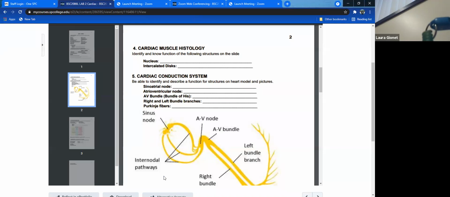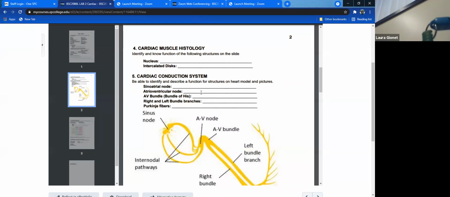It's here at the SA node that you will either be stimulated by the sympathetic or parasympathetic autonomic nervous systems, correct? Parasympathetic system slows down the heart and conserves energy. Sympathetic system speeds up the heart. So the pathway begins at the sinoatrial node, which is in the right atrium. Sinoatrial node, pacemaker of the heart.